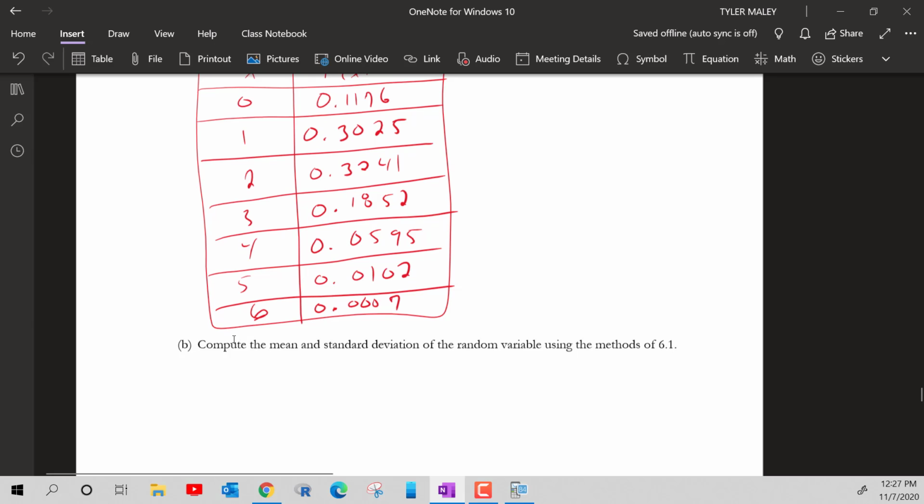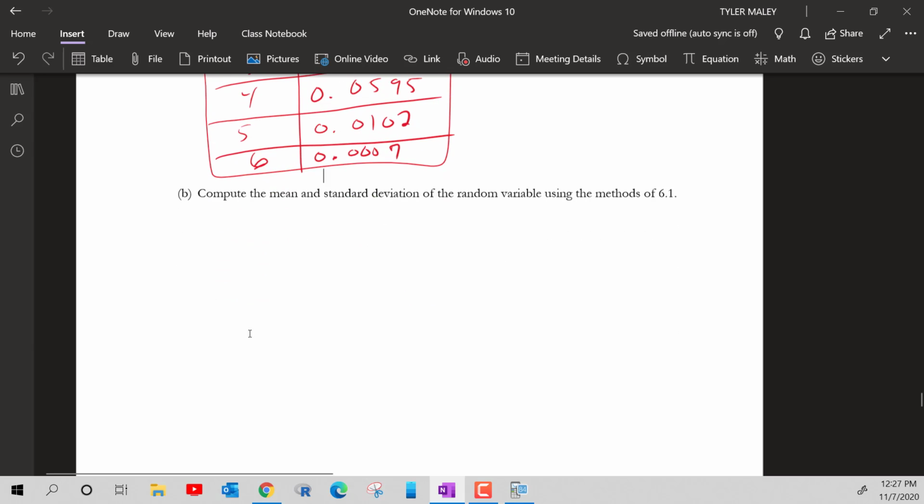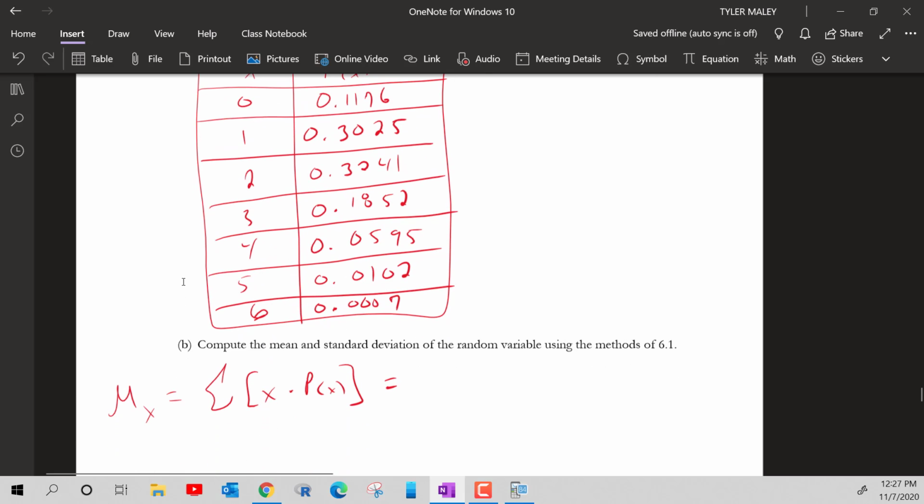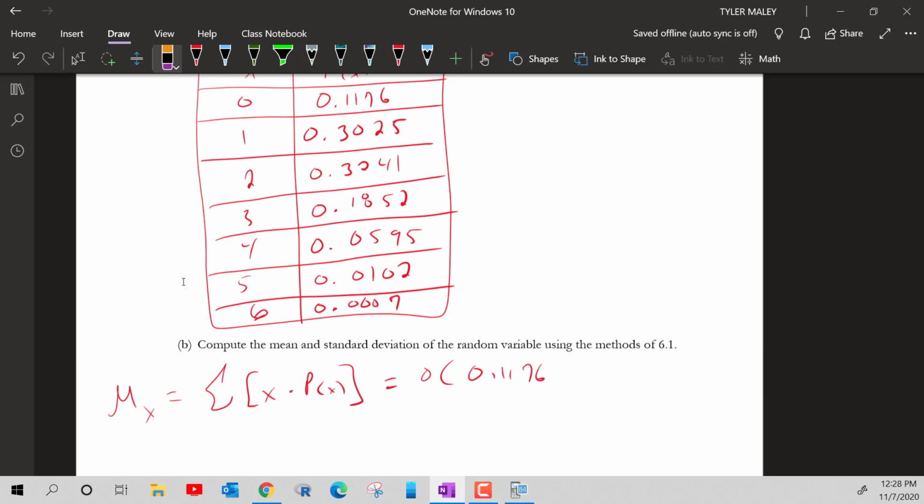So then in part B, we're asked to compute the mean and standard deviation of the random variable using the methods from 6.1. From 6.1, the mean of a discrete random variable x is equal to the sum of the x values times their probabilities. We'd have to add all those up. So this would be 0 times 0.1176.